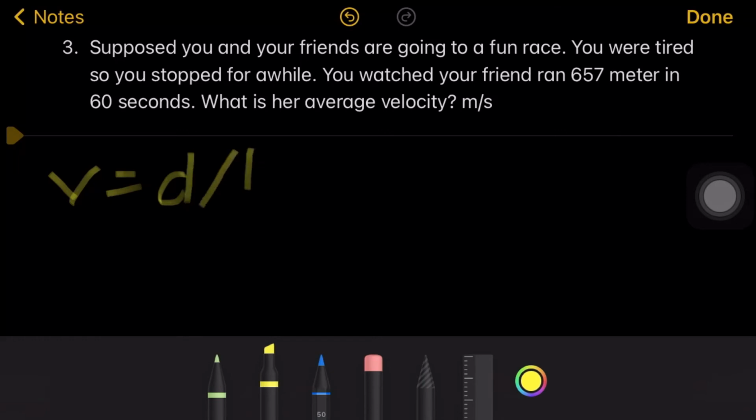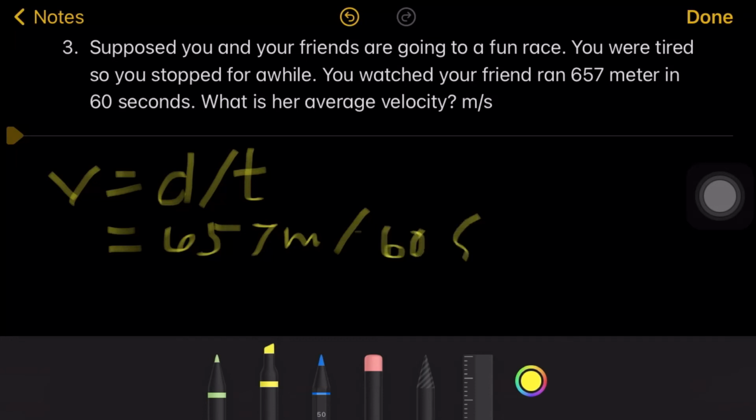Lastly, suppose you and your friends are going to a fun race. You were tired, so you stop for a while. You watch your friend run 657 meters in 60 seconds. What is her average velocity? Meter per second still. So 657 meters divided by 60 seconds equals 10.95 meter per second.